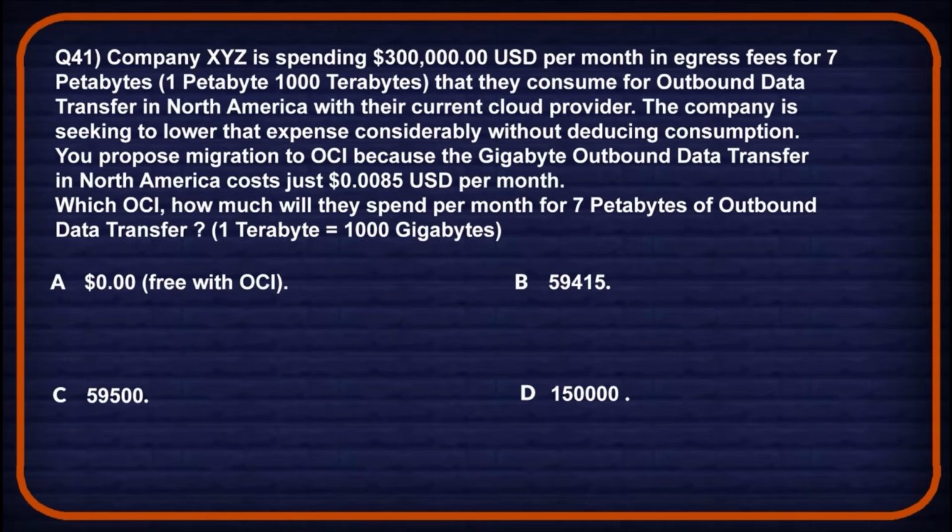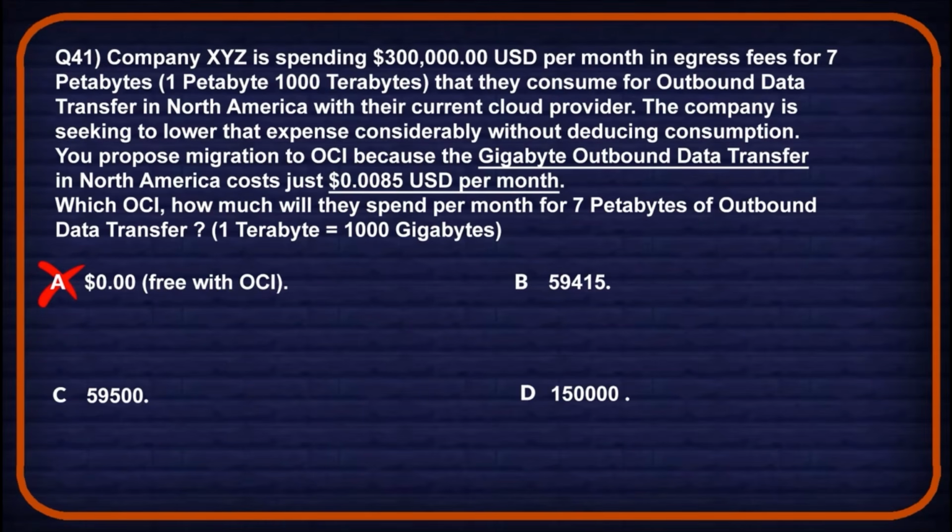So let's look into the options. Option A, 0.00, free with OCI. OCI offers only the first 10 terabytes per month free, not unlimited outbound data transfer. Therefore, 7 PB would definitely incur charges. Option A is not a correct choice.